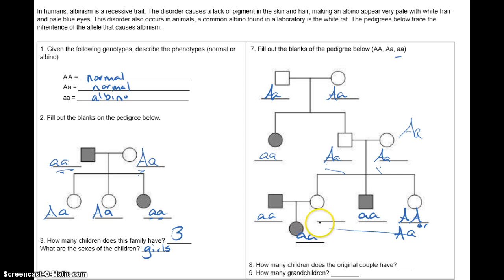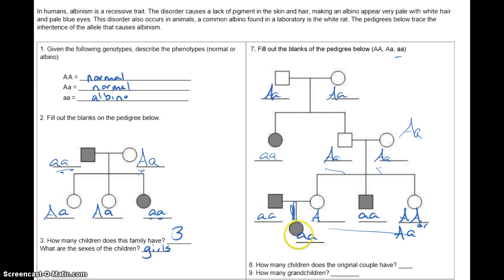For this individual over here, we have more information because we have information about offspring. So we know that this daughter married a man without albinism, and that they had a child, in this case a daughter, with albinism. And so we know that she's not albino because she's not shaded in. So we know she has a big A.